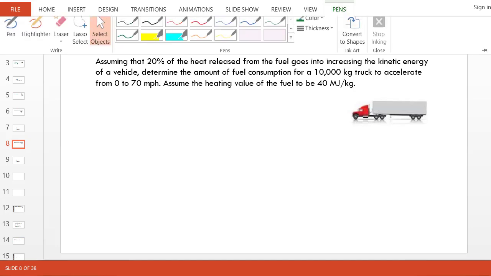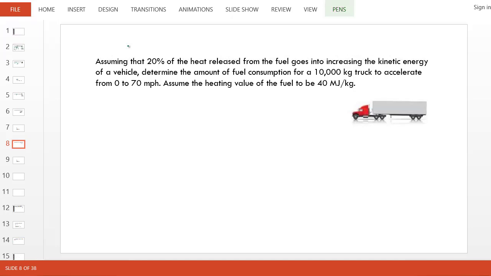Hello and welcome. In this problem, we are supposed to find the fuel consumption to accelerate this car or this truck from 0 to 70 miles per hour. The mass is provided and the heating value is provided. Heating value means if you burn 1 kg of fuel, how much heat is released. Well, we can find the change in kinetic energy, obviously.